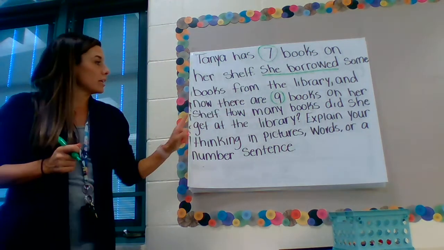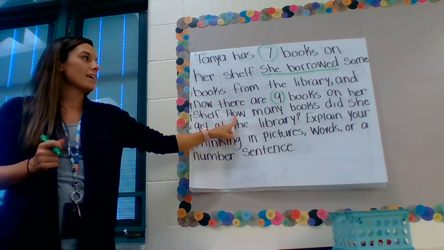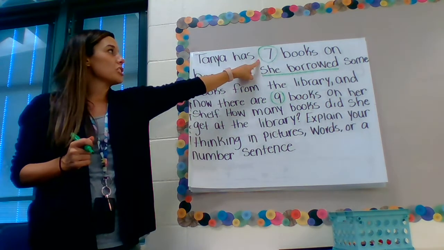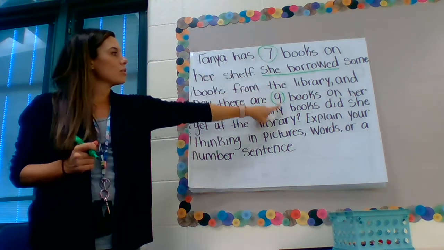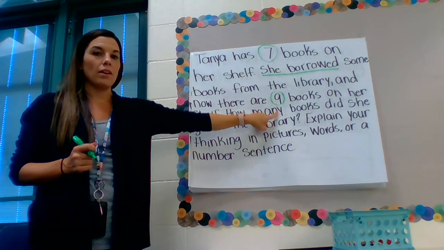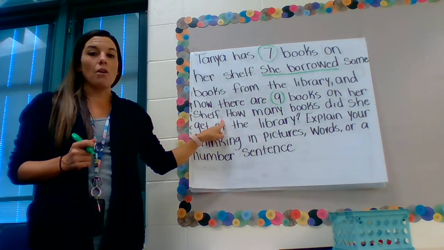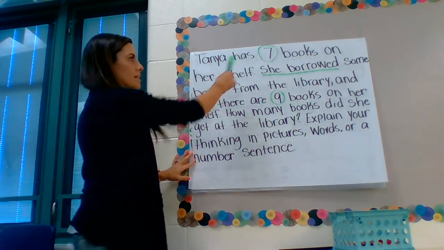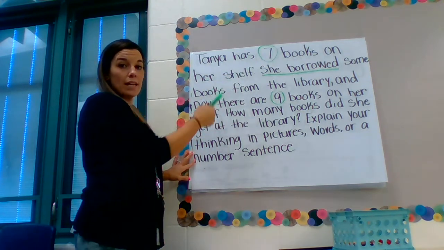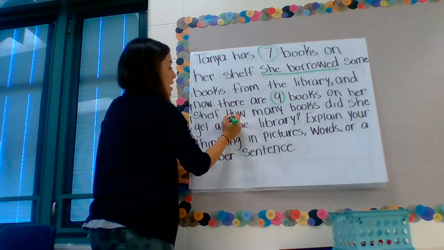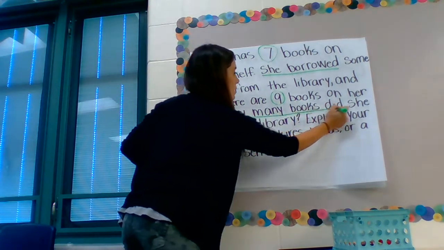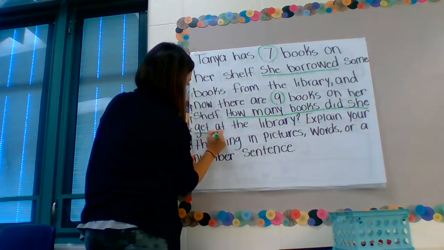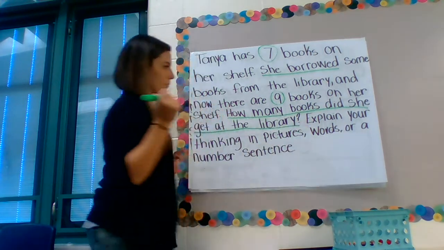This is where it gets tricky because we know how many she started with. We know the total amount she ended up with. They want us to figure out how many books she checked out at the library, because that's the missing piece of information that they didn't tell us in the problem. How many books did she get at the library?